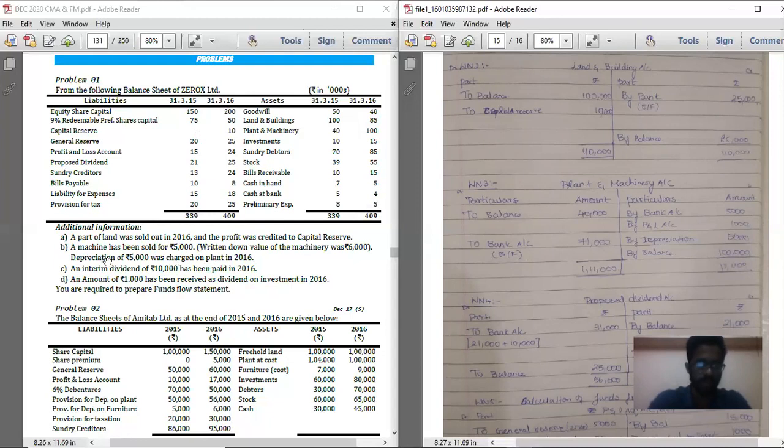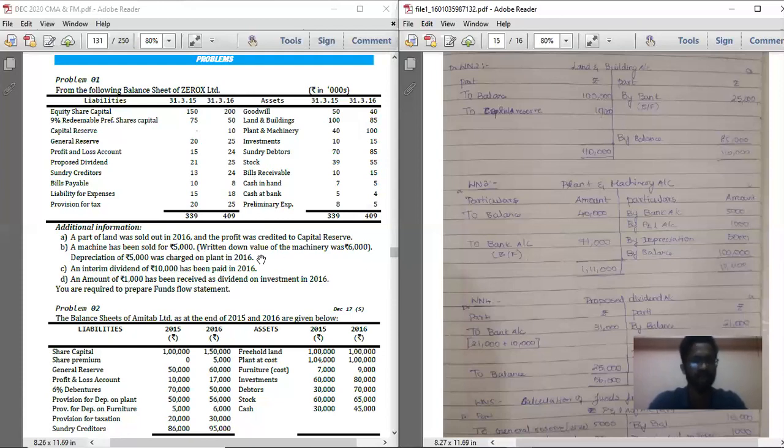Next, depreciation of 5,000 charged on plant in 2016. Depreciation of 5,000 was charged on plant. So for entire plant and machinery for 2015-16, depreciation was 5,000. What is the entry for depreciation? Depreciation account debit to plant and machinery account. So plant and machinery will be credited, depreciation will be debited. So in plant and machinery account, credit side record by depreciation, because depreciation is bringing down the plant and machinery value.